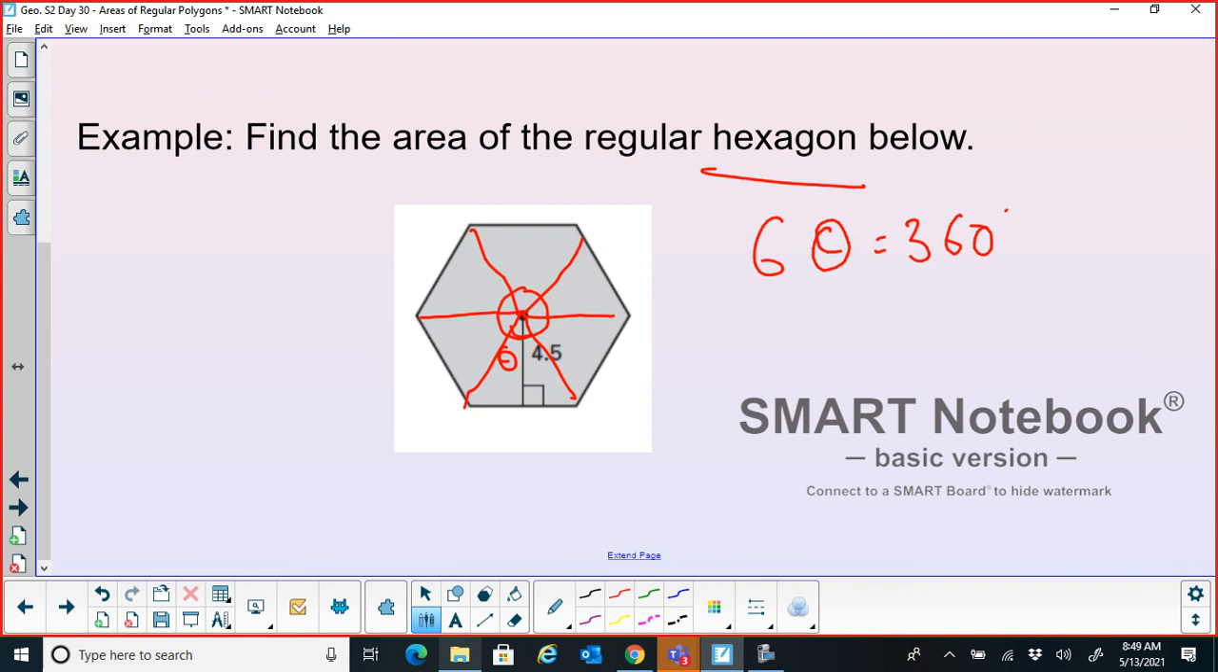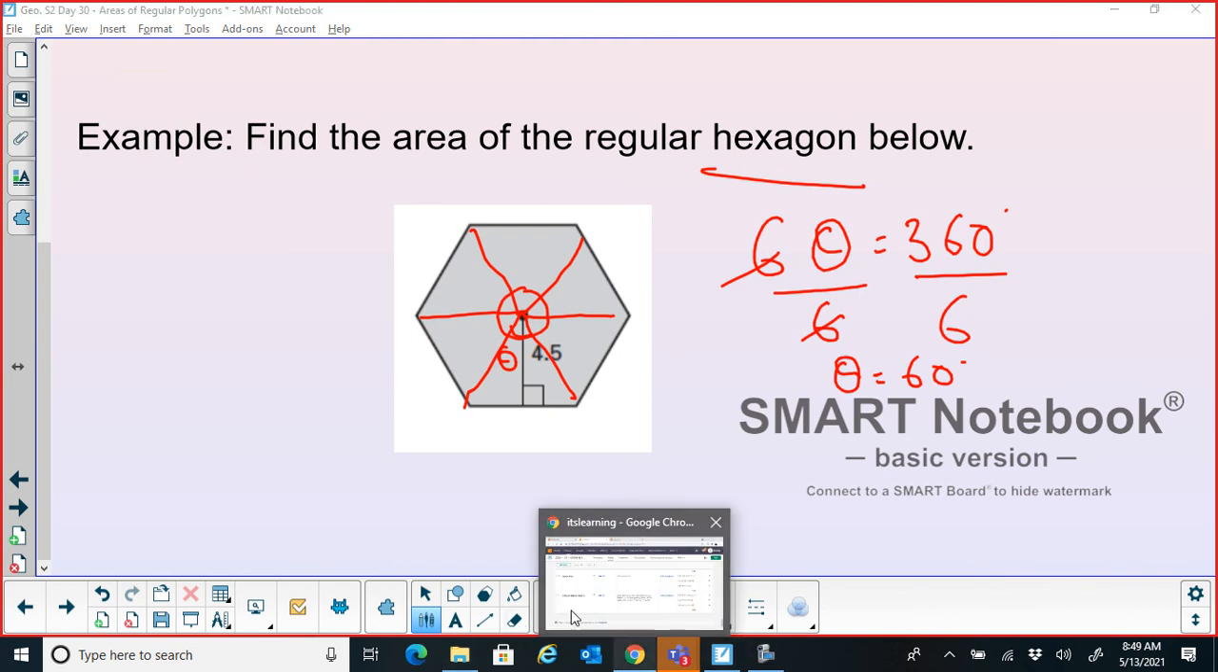And to find the central angle, I just have to divide by 6. So that gives me theta equals 60 degrees. 6 and 6 will get crossed out. 6 times 6 is 36, so I get the central angle as 60 degrees. I hope you understood how to find the central angle. Now let me erase this and help you find the area.